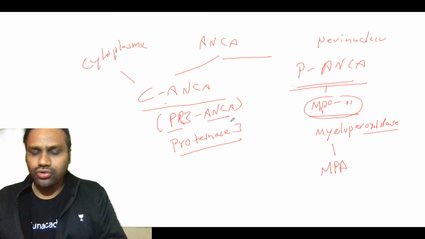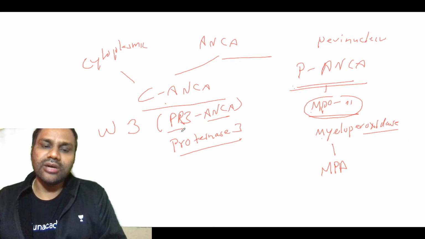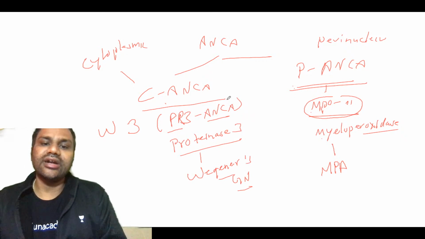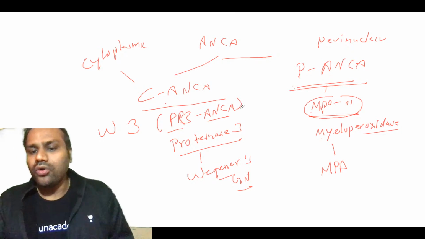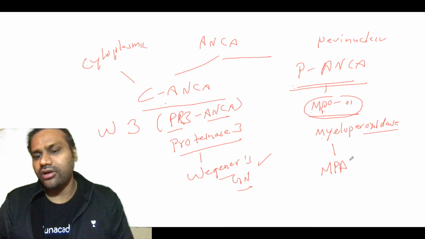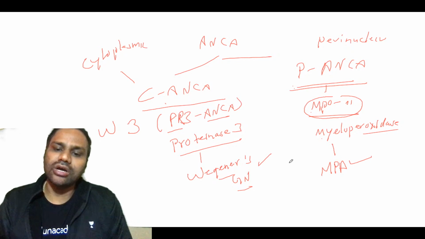And the remaining, this Wegener's, okay, PR3. When you talk about PR3, when you write 3, you just write this W, so this is Wegener's glomerulonephritis. So basically this Wegener's glomerulonephritis is C-ANCA. Okay, now what is remaining? You are done with Wegener's, you are done with microscopic polyangiitis, you are left with Churg-Strauss glomerulonephritis.